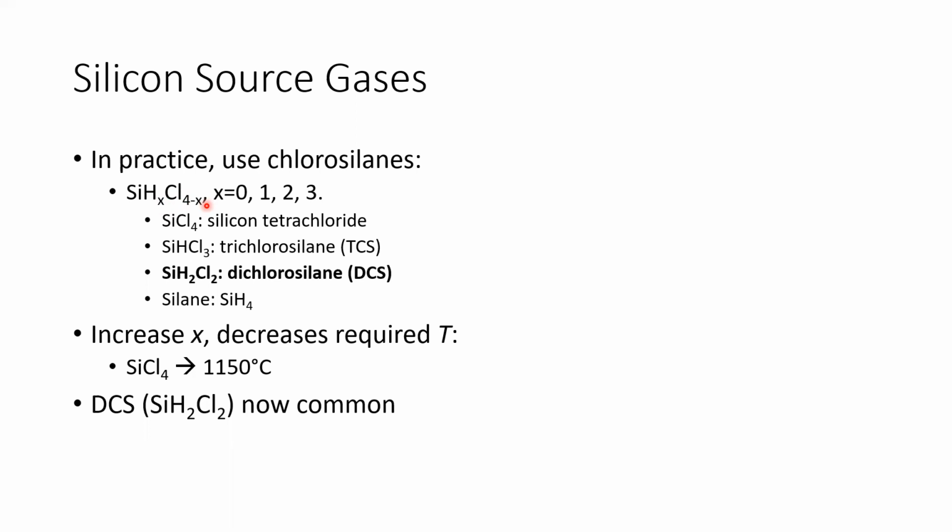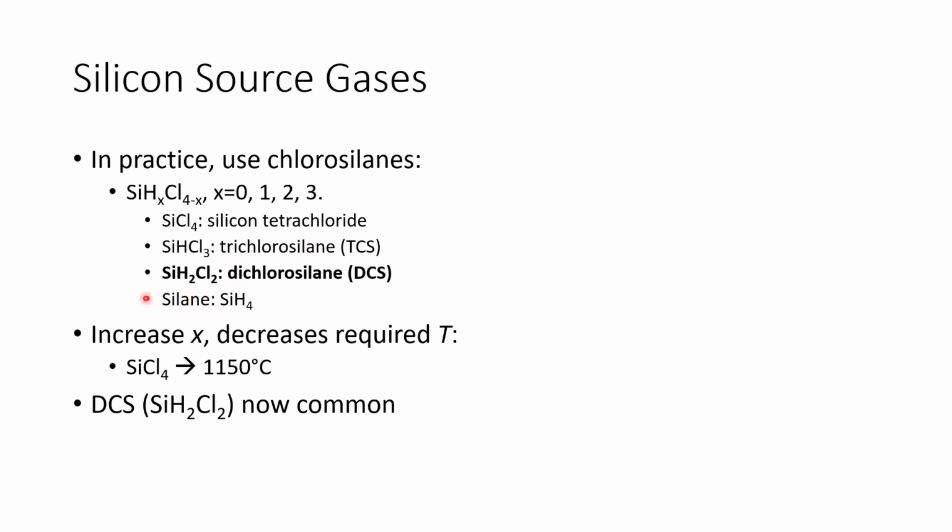For example, there are basically 4 types, with X equal to 0, 1, 2, 3. Like silicon tetrachloride, SiCl4. And then we have H equal to 1, this is trichlorosilane, TCS. And then we have X for H equal to 2, this is dichlorosilane, DCS. And then for H, X equal to 3, this is silane.